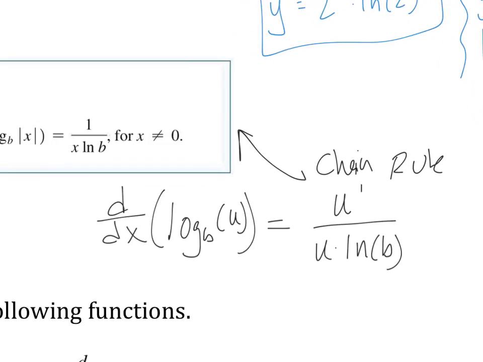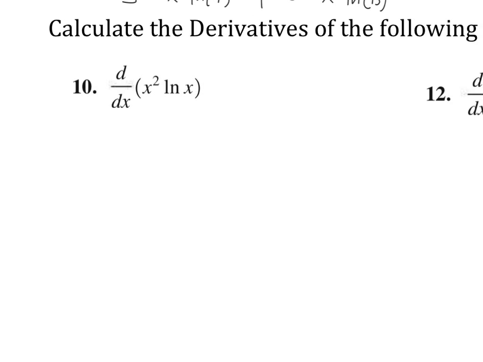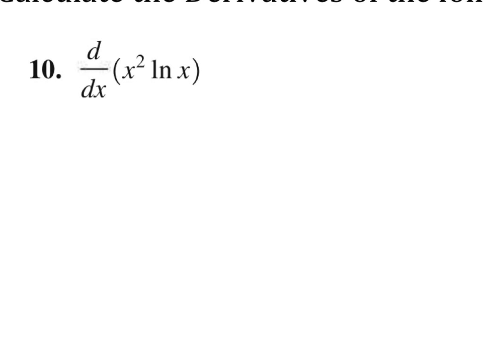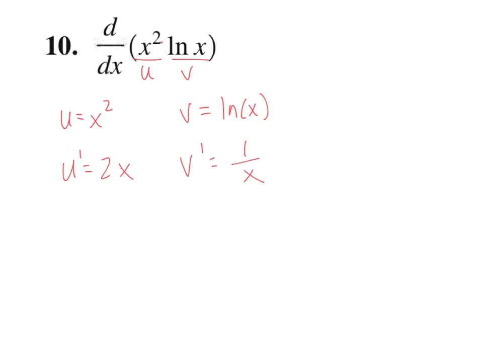All right, let's take a look at some of these examples. We're going to be using multiple rules here. So I first want to take a look at number 10, and that's me taking the derivative of x squared times the natural log of x. The first thing I want you to see here is that you are multiplying two functions. This is a function, I'm going to call that u, and this is a function, I'm going to call this v. So if u is equal to x squared, and v is equal to the natural log of x, then u prime is just equal to 2x, and v prime is going to be equal to 1 over x.